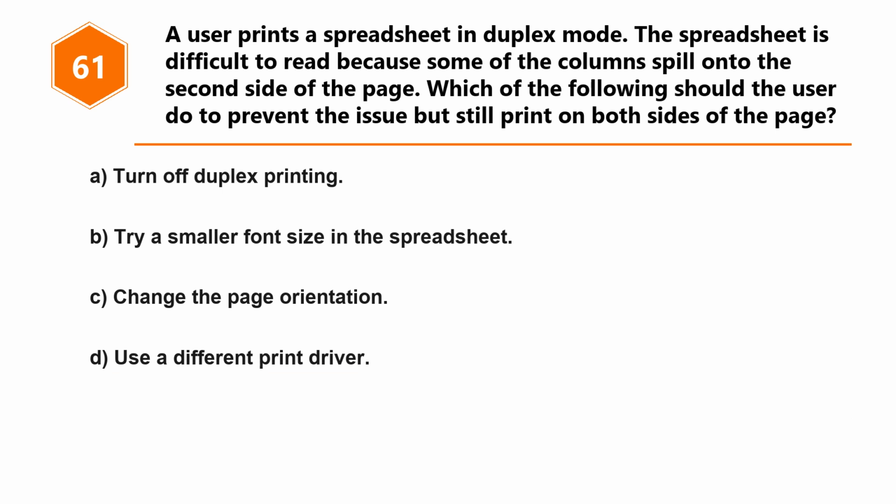Question 61. A user prints a spreadsheet in duplex mode. The spreadsheet is difficult to read because some of the columns spill onto the second side of the page. Which of the following should the user do to prevent the issue but still print on both sides of the page? Option A, turn off duplex printing. Option B, try a smaller font size in the spreadsheet. Option C, change the page orientation. Option D, use a different print driver. The correct answer is option C, change the page orientation.